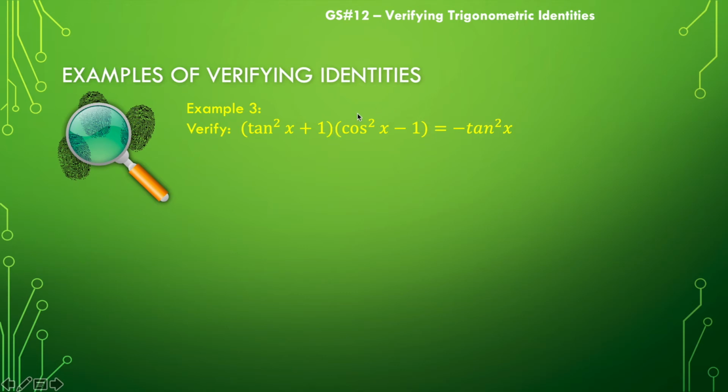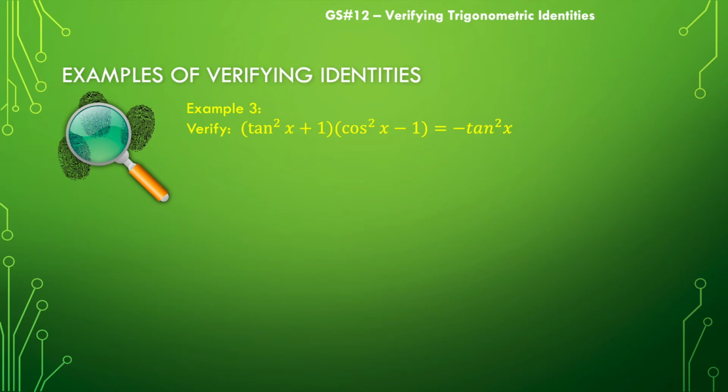I see lots of trig functions that are being squared. So I am thinking to myself, do I have Pythagorean identities here? And indeed I do, right? Tangent squared of x plus 1 is the same as secant squared of x. Now, cosine squared of x minus 1 is not equal to something using our trig identities.